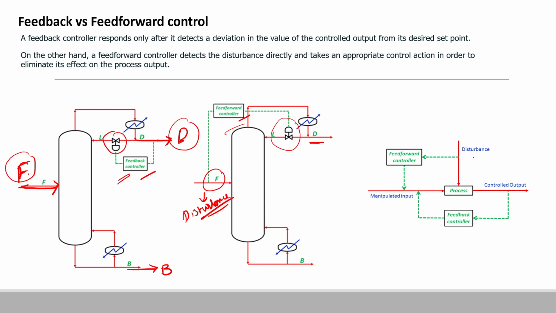So, just a comparison of both of these controllers. In the feed forward controller, we feed the disturbance to the controller, whereas in the feedback controller, we feed the controlled output to the controller. On the basis of both of these actions, we get the manipulated input that is ultimately fed to the process in order to maintain the set point of the system.